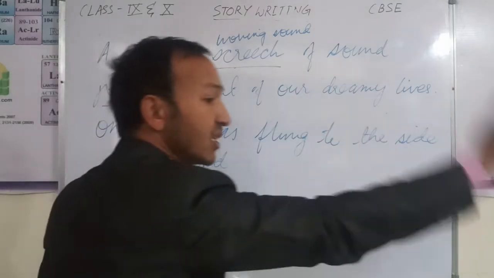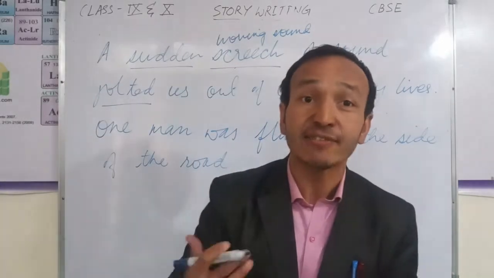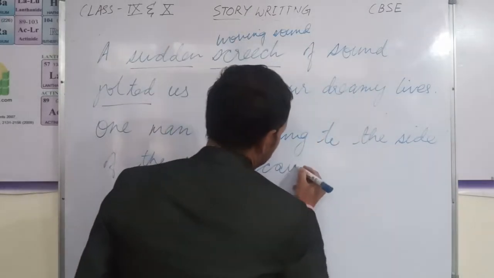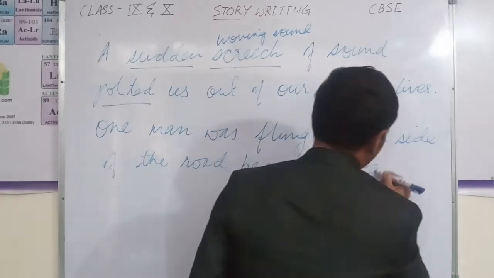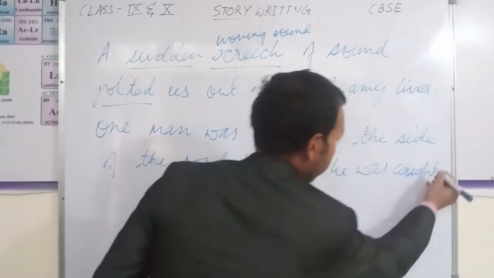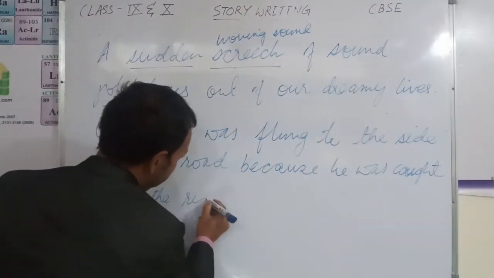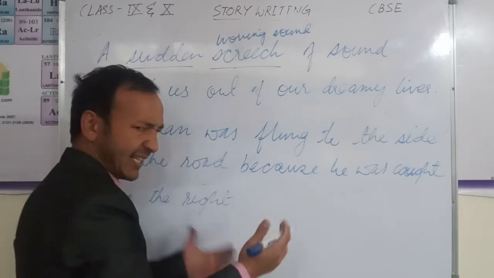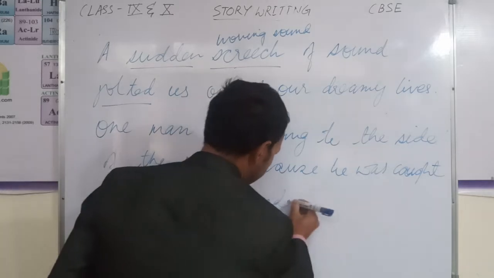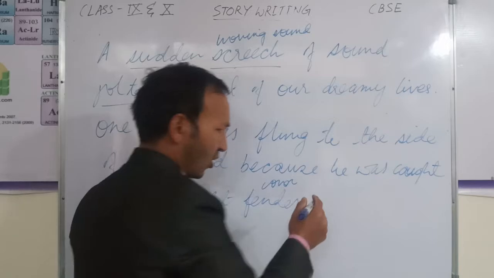How did this happen? He was flung to the side of the road because he was caught, C-A-U-G-H-T, caught by the right fender of the truck. Fender is the body of a truck. Okay, I will write the meaning of fender here. Fender means the cover of a truck, or you can say lorry.